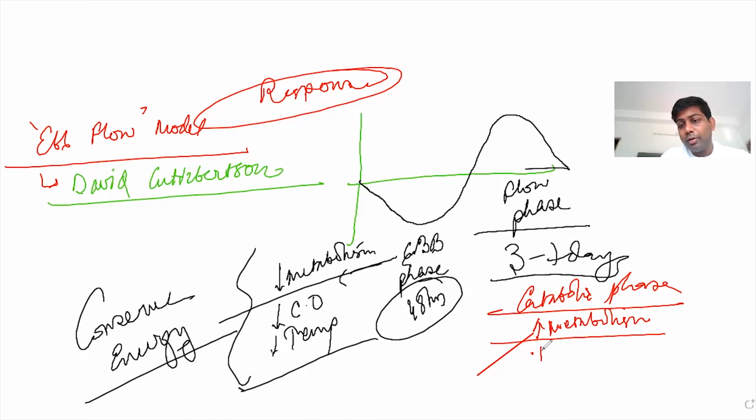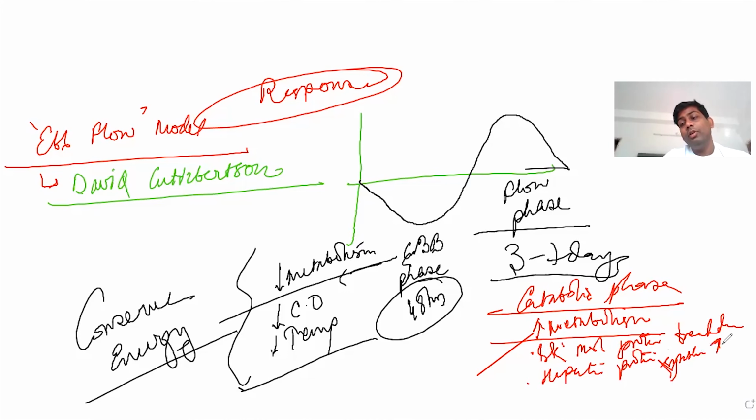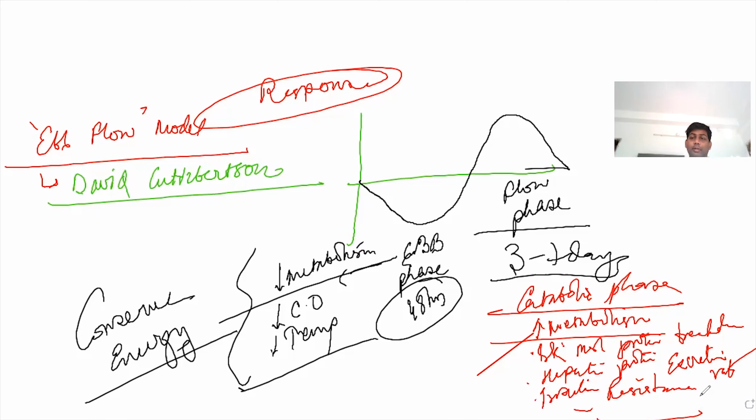What will happen next? There will be skeletal muscle protein breakdown. The skeletal muscle protein will undergo breakdown. Next, the hepatic protein synthesis will increase. It's not actually hepatic protein synthesis will increase. The hepatic protein excretion rate will increase. And lastly, there will be insulin resistance. These are the different changes which occur in the catabolic phase.